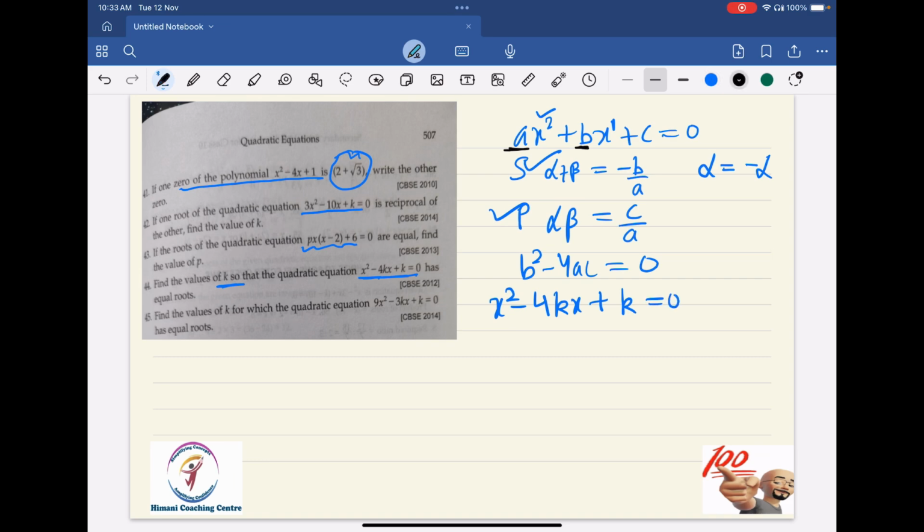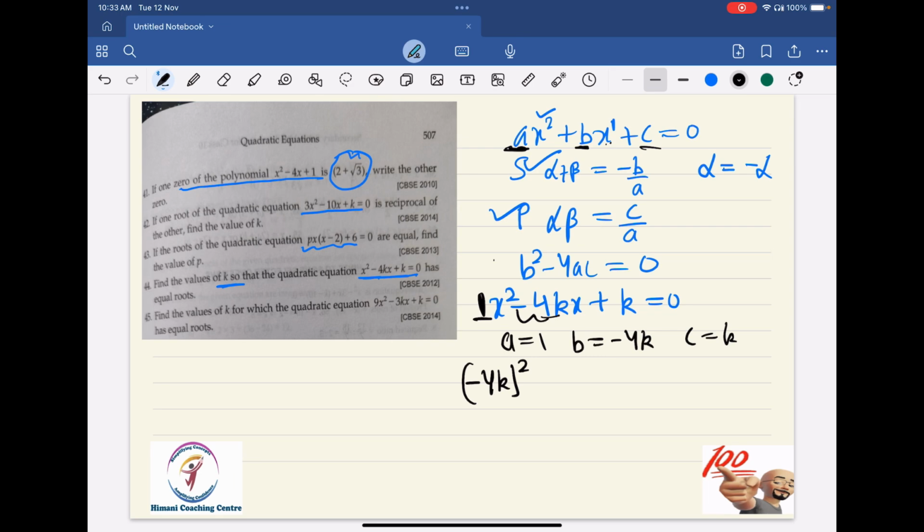Again, let us compare. A here happens to be 1 because there is a 1 here, so just write a as 1. The coefficient of x is b, which is minus 4k here, so let us write b equals minus 4k. C is just k. And we will simply say for real and equal roots, b square minus 4ac equals 0. So let us do that.